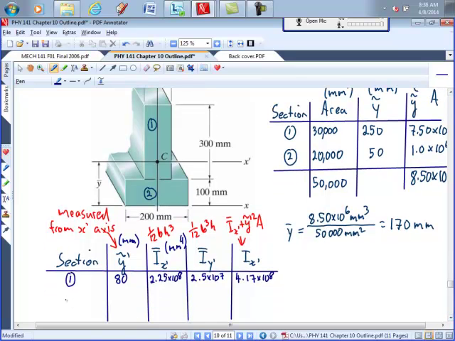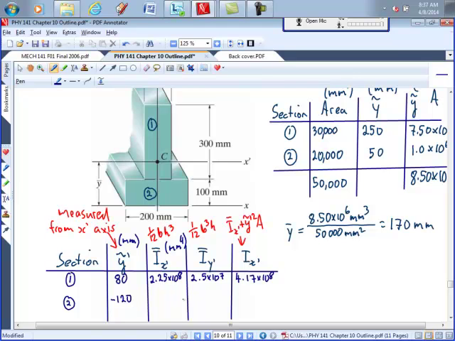And we do the same thing with the second section. Where is the centroid of the second section measured from the centroid of the composite? This is at 170, and this is going to be at 50. So that'd be at negative 120. Although if you put in positive 120, you're going to get the same result. But technically, it's 120 below.